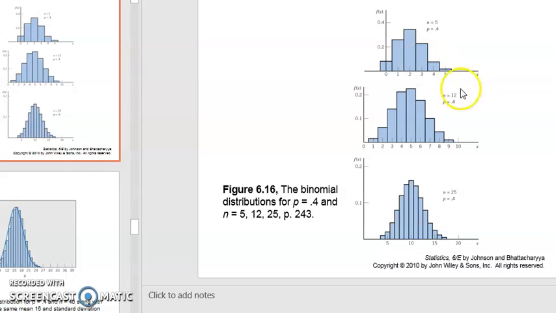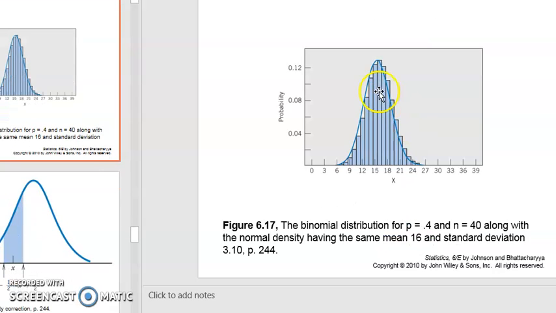And when we increase the sample size, the graph looks more and more like a bell-shaped graph, which is normal distribution. So in the next slide, you can see when we have a lot of intervals, we have a curve. That's the normal distribution curve, and the histogram, those rectangular bars, are the probabilities for a binomial distribution. But as you can see, it's very close.